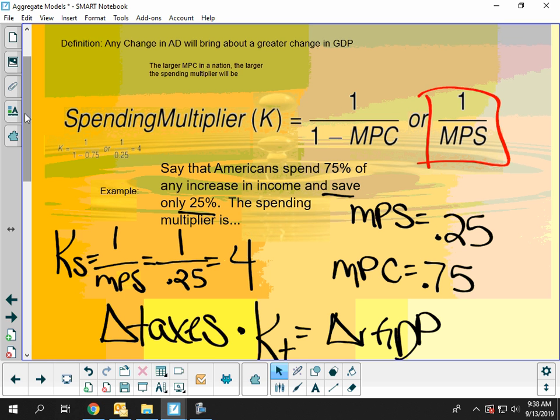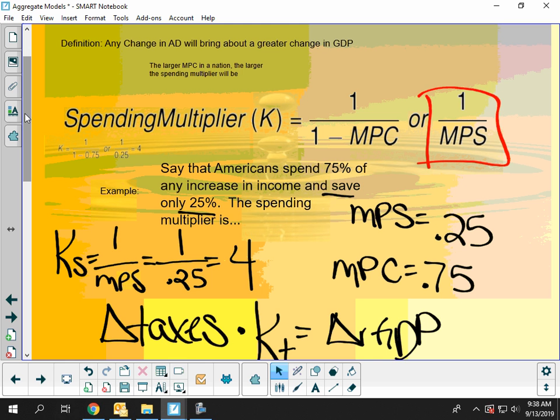I have no idea how much you're going to get in tax return, but I know that whatever you get, 75% you will spend and you will save the other 25%, and that is changing GDP. It's just going to have a $300 million change on GDP. I don't know if that's middle class or rich people or poor people or what. I have no idea where it's going. I just know the effect of it.